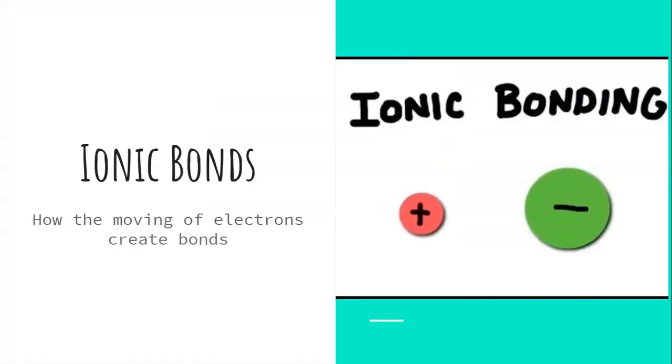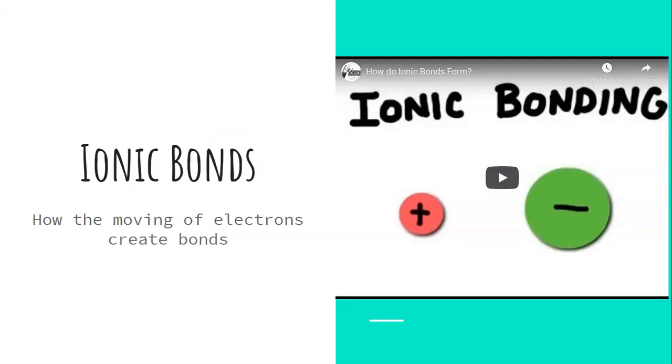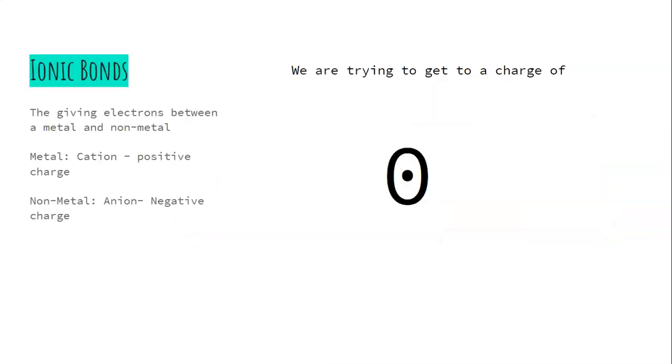So how do bonds happen? Let's look at ionic bonding, how the electrons move to create a bond. So with ionic bonding, we are giving electrons between metals and nonmetals. It's like the transfer of electrons. A metal becomes your cation, it's the positive charge. Your nonmetal is your anion, it's the negative charge. And we're trying to get to a charge of 0 when we're dealing with this. Okay, so we want to get to 0.